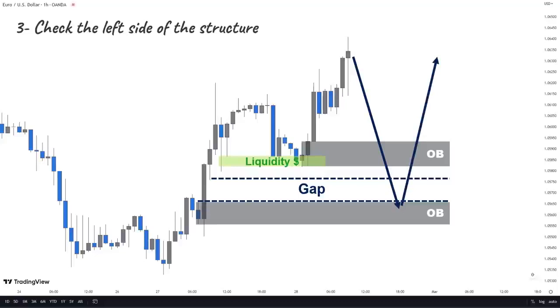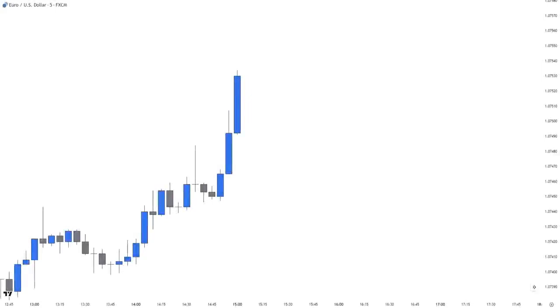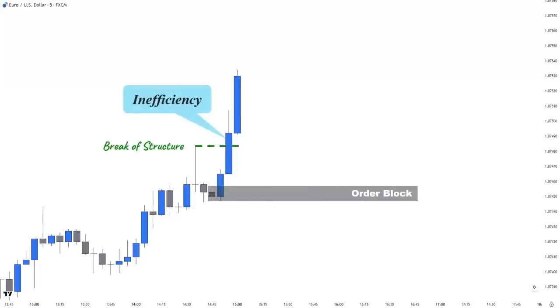Now let's see some examples on the real chart. Here on the Euro-Dollar 5 minutes chart, we have an uptrend. The latest move has created a clean inefficiency and market structure break, leaving behind a tight order block zone. Our higher time frame direction is bullish, and we have enough room to reach the next key level.